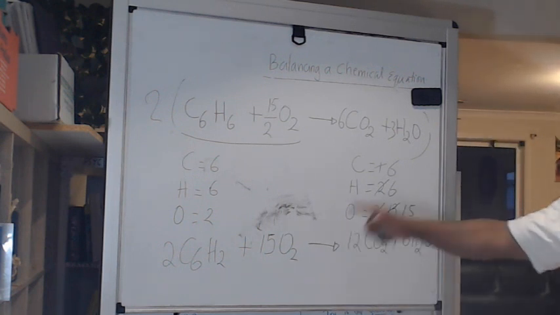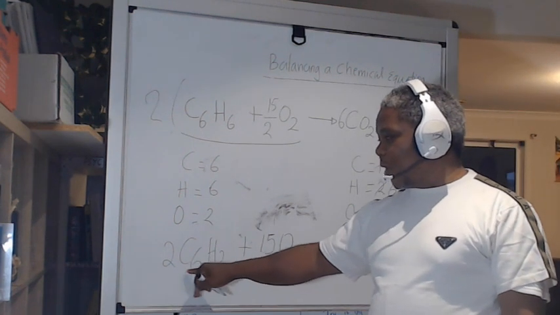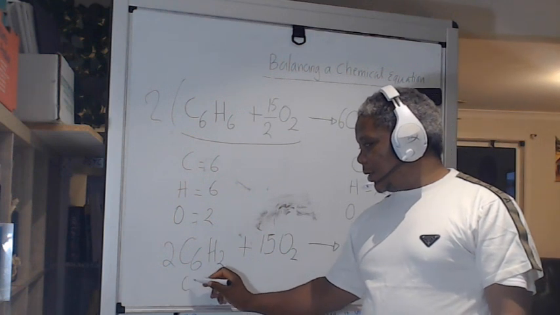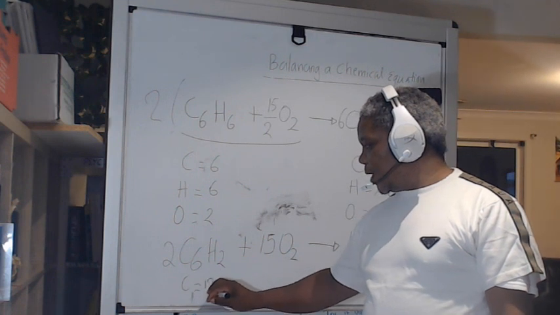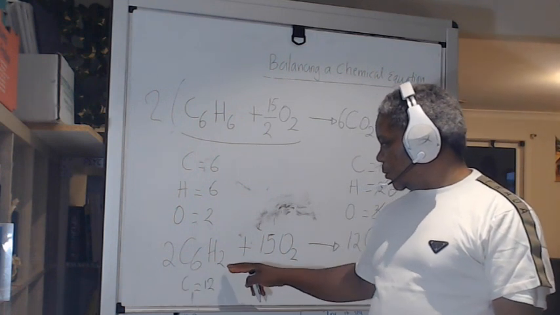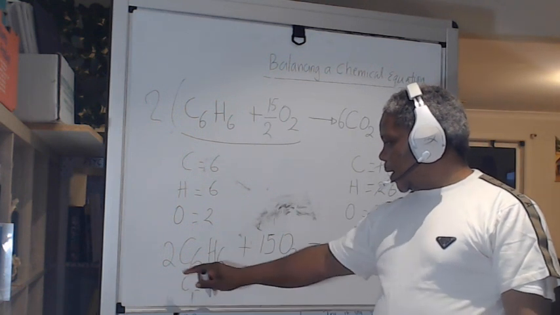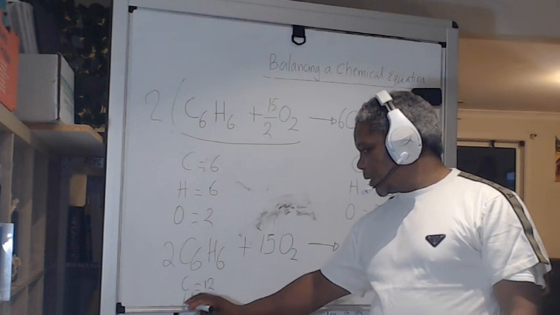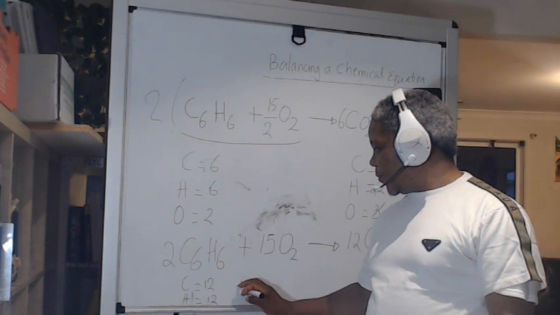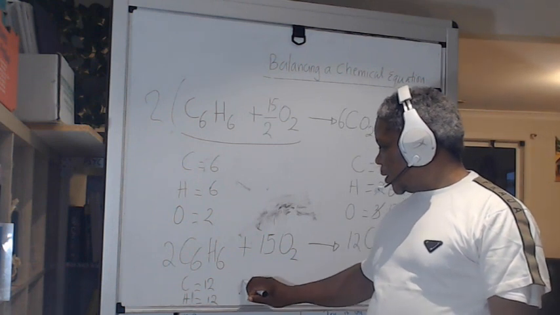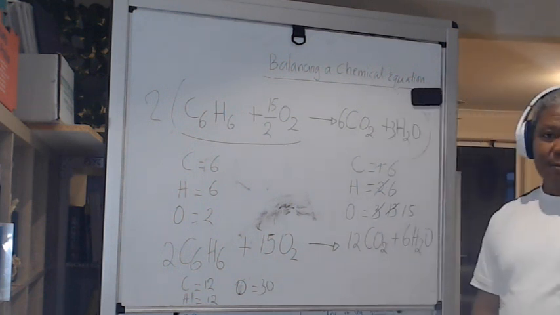That's how we do this. And let's see if this is correct. So how many carbon do we have here? Carbon here is 12. Hydrogen, oh, did I say 2 here? No, this is 6, sorry. Yeah. We have hydrogen, which is 12 again, and we have oxygen, that is 30 of them.